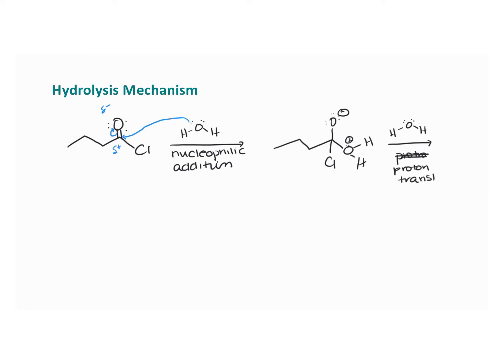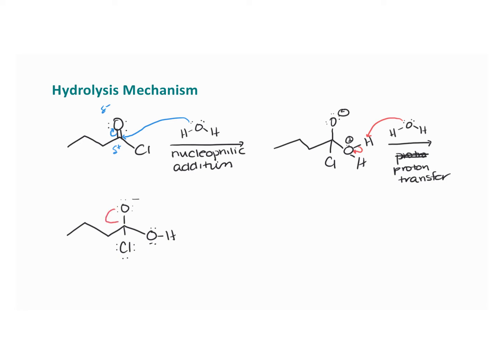And I forgot my positive charge, so I added that there. And so during this proton transfer, what happens is that these electrons come and they steal that proton, and those electrons go onto the oxygen. And so it gets rid of that positive charge for us. Now, when that happens, right? Now what's happening is this is somewhat stabilized, but now it's going to go through a tetrahedral collapse through that nucleophilic elimination.